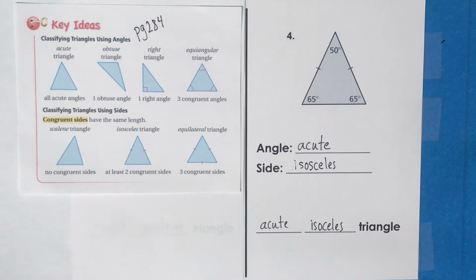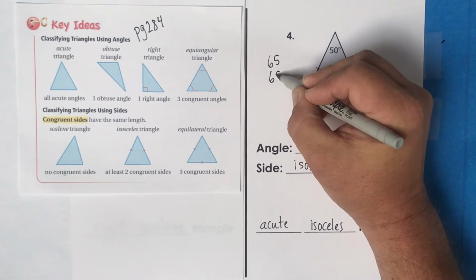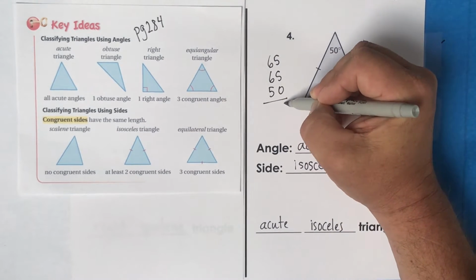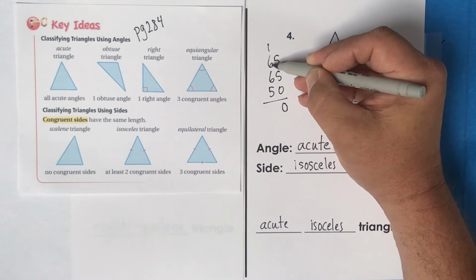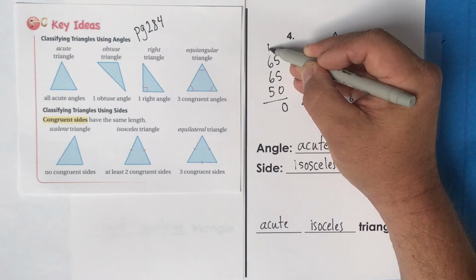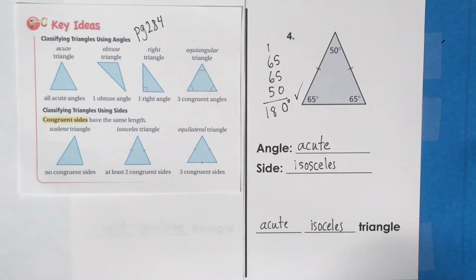Now again, just to clarify, does this triangle add up to 180 degrees based on its angle measurement? So we'll do a quick check. 5 plus 5 is 10. I'm going to carry my 1. 6 and 6 is 12. Plus 5 is 17. Plus the 1 that I carried would be 18. And yes, it does check out that this triangle does have 180 degrees.